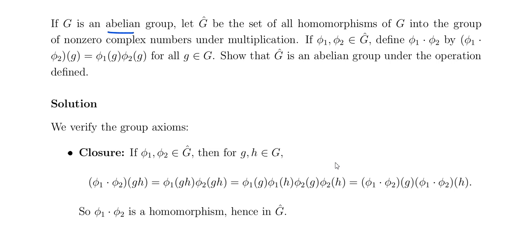G is an abelian group and G cap is the set of all homomorphisms of G into the group of non-zero complex numbers under multiplication. Then if pi 1 and pi 2 belong to G cap, pi 1 pi 2 of g equals pi 1 of g times pi 2 of g for all g belonging to G. Then G cap is an abelian group under the operation defined. So maybe leave it.